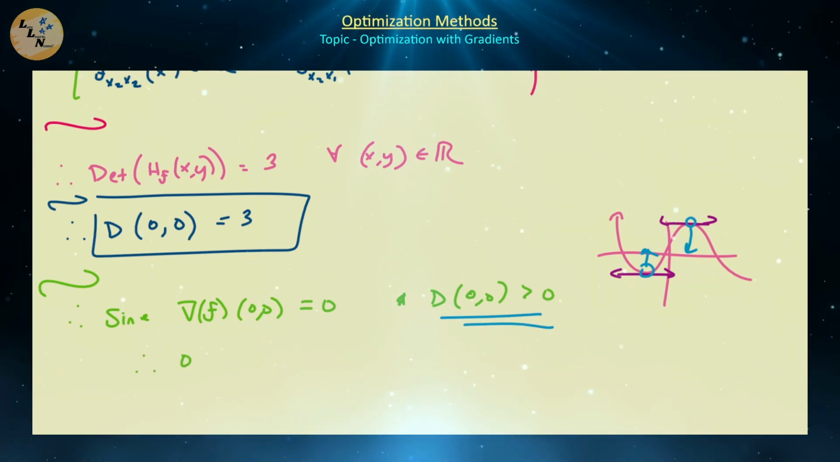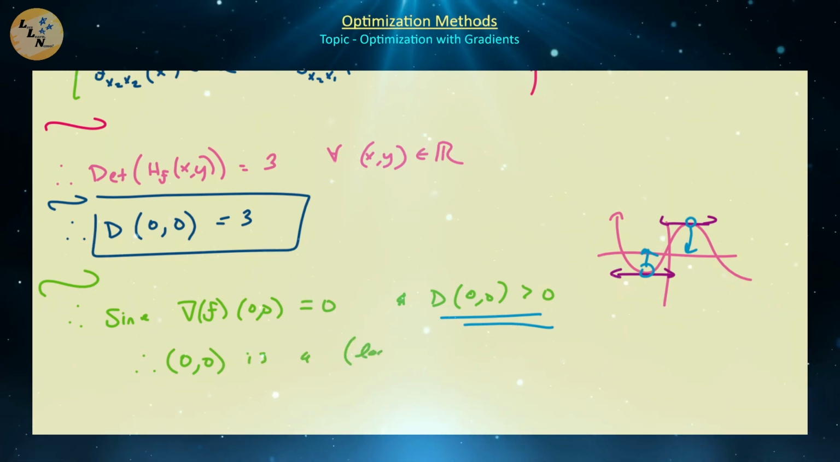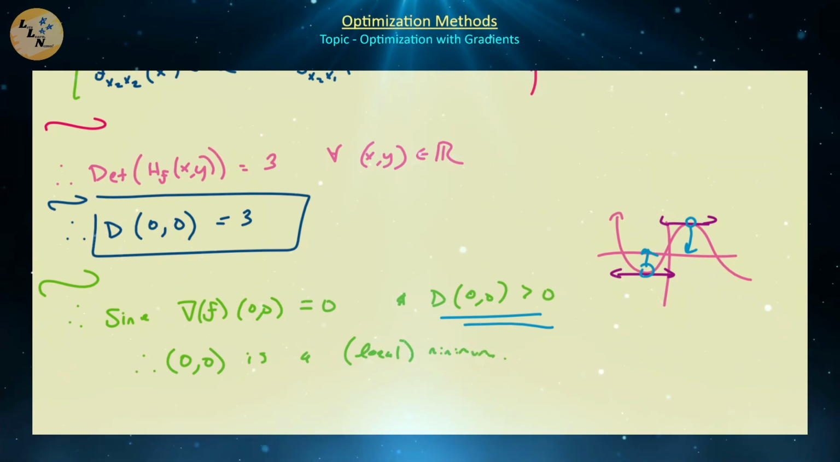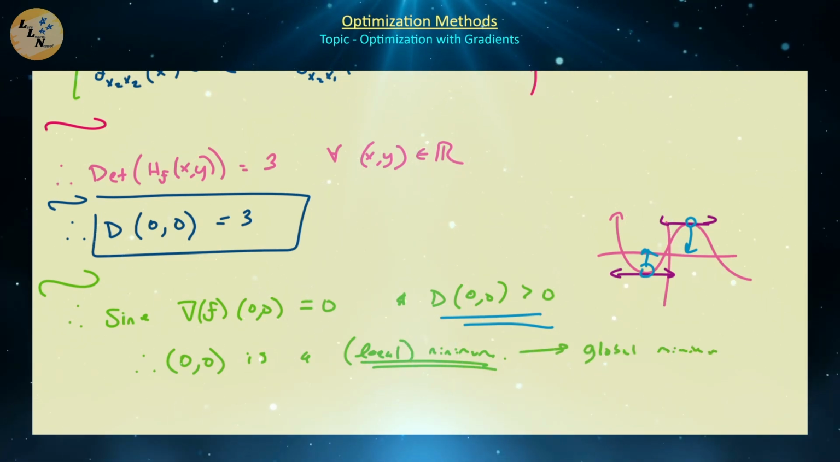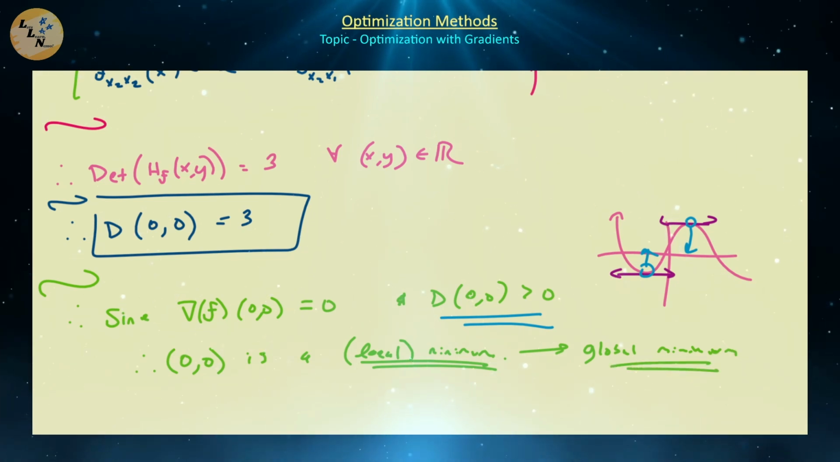Therefore, we have that 0, 0 is a local minimum. In particular, it is the global minimum, and one should be able to show that via some other bounded calculus methods, by showing, for example, that there is no other point that is less than this. That algebra is not hard to show, but I'll leave that to you to verify.